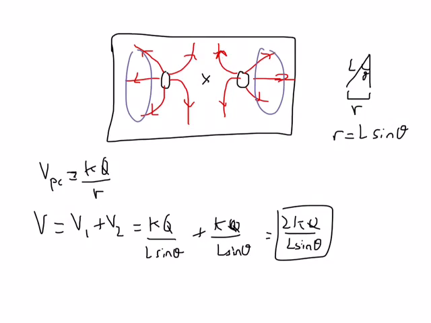You can write, instead of K, the 1 over 4 pi epsilon naught. That would also work, right? This is probably the simpler one. But anything kind of like that.